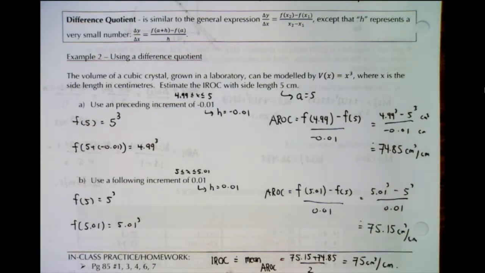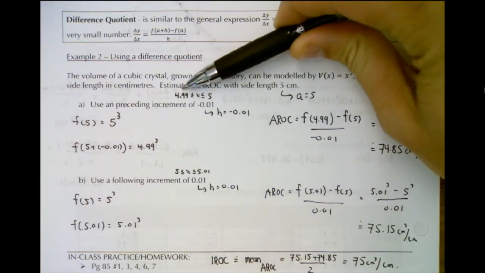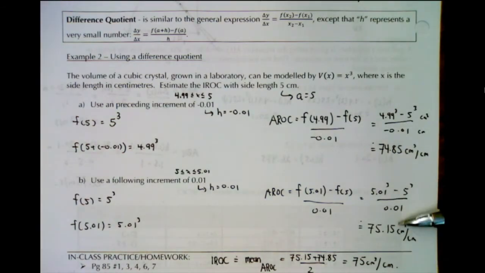So this is a concluding statement that's accurate for our estimation of our instantaneous rate of change. It's equal approximately to, or we're estimating it by taking 2 AROCs and adding them up and dividing them by 2. Our 2 AROCs, one before 5, so our interval's from 4.99 to 5, and one after 5, our interval from 5 to 5.01.